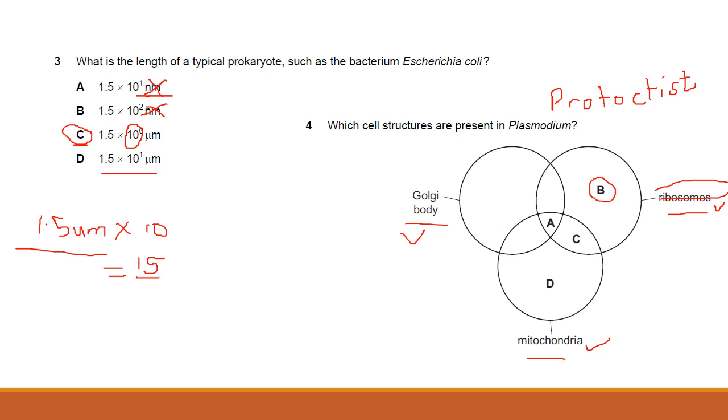So if you were to choose B here, you're saying that only ribosomes would be in Plasmodium, okay? If you choose D, you're saying only mitochondria. If you choose A, that is the intersection of B, C, and this circle here, which is the Golgi body, okay? And we know that all three of them would be found in Plasmodium. So that means the correct answer is A. If you choose C, you're basically saying it's only the intersection of these two circles. So that's ribosome and mitochondria, and that would be wrong.